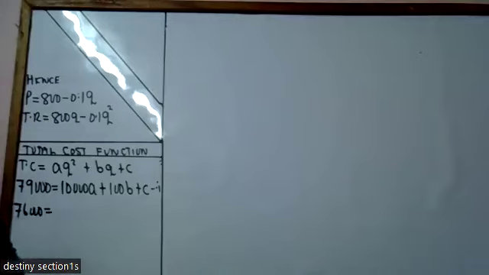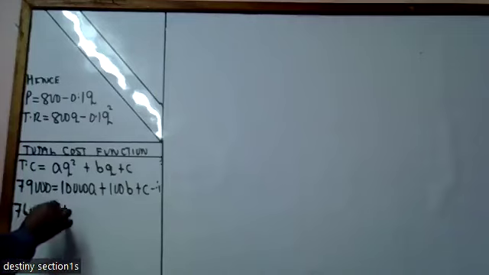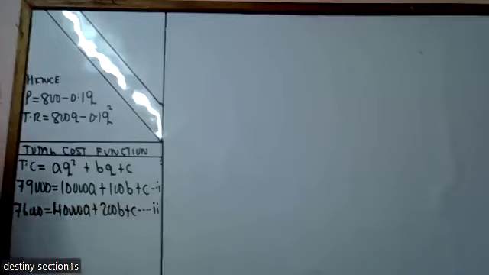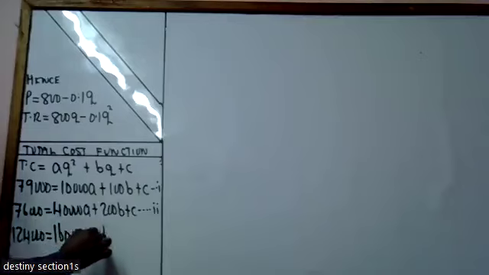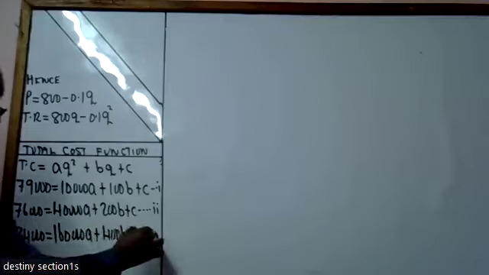Tell me 200 squared is what? 40,000. So 40,000 A plus 200 B plus C. That one you call equation number two. And then you take the last one, 124,000 is equal to, tell me, 400 squared is what? 160,000. 160,000 A plus 400 B plus C. You call it equation number three.